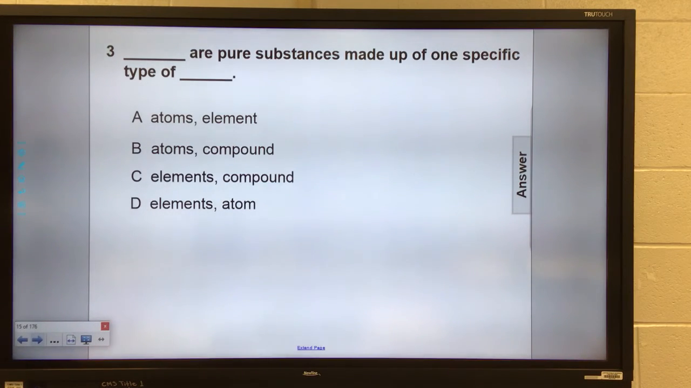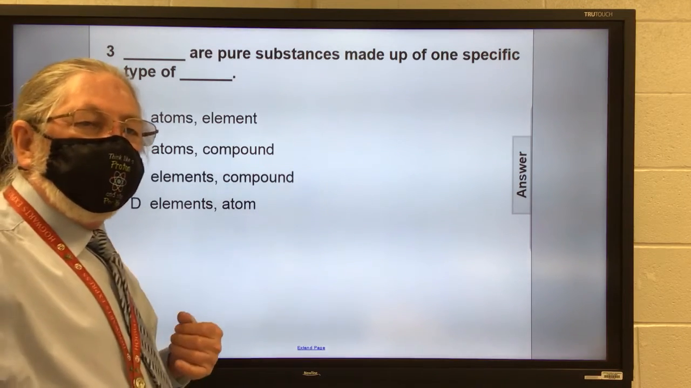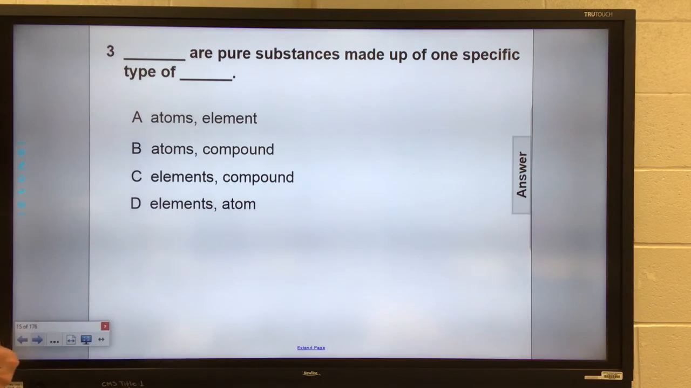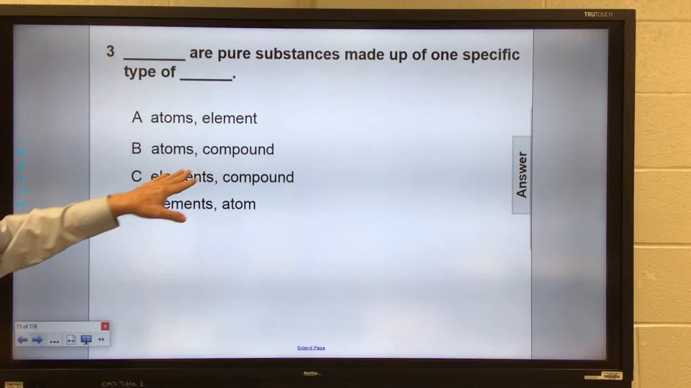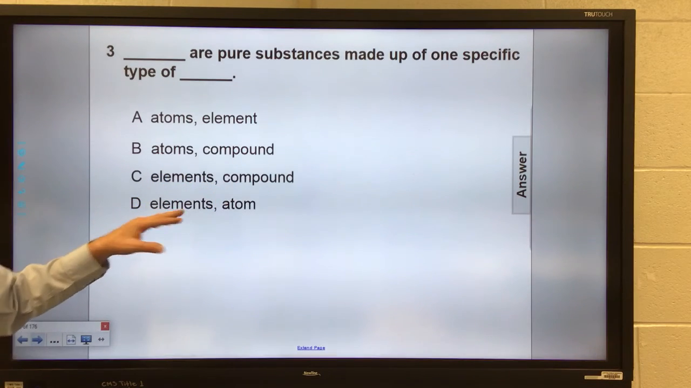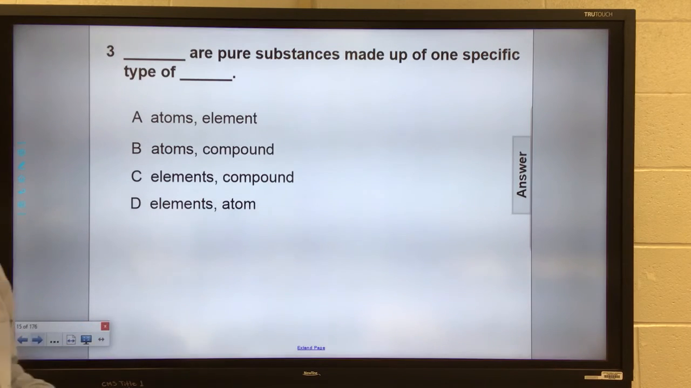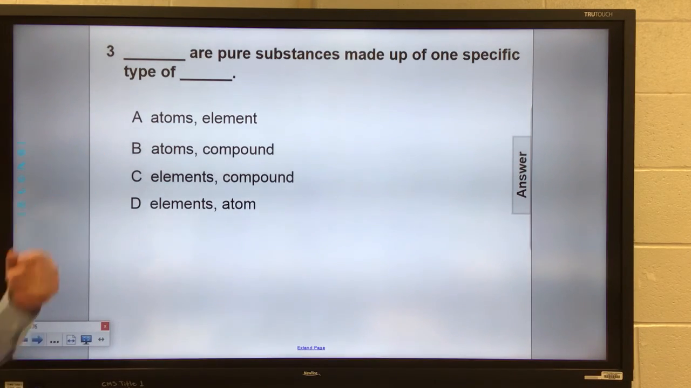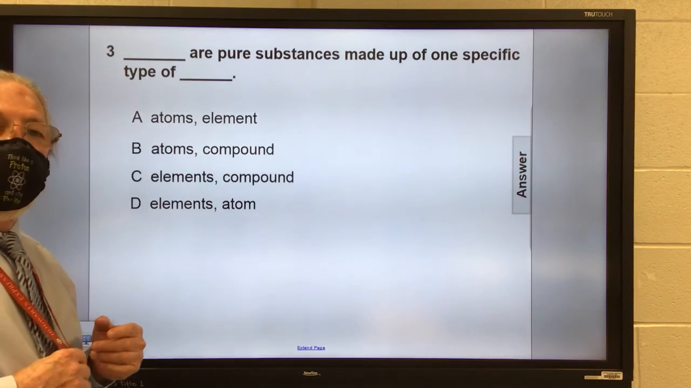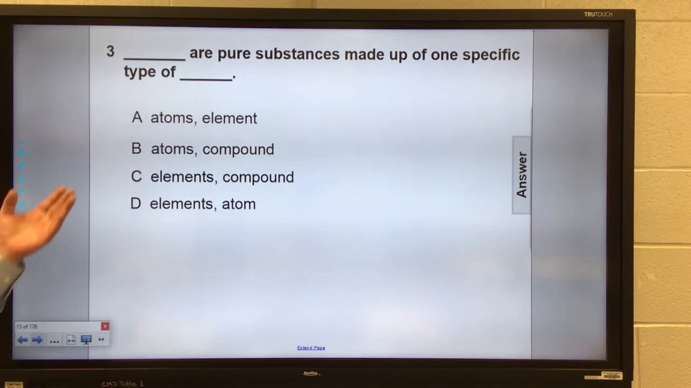Take your pick, Jaden. It's okay to be wrong. I'll go with D. Okay, what do you say there, Lexi? Atoms and elements, atoms and compounds, elements and compounds, or elements and atoms? It's okay to be wrong, it's not the end of the world to be wrong. What do you say? A, B, C, or D? D. D? Okay. Sarah, talk to me.